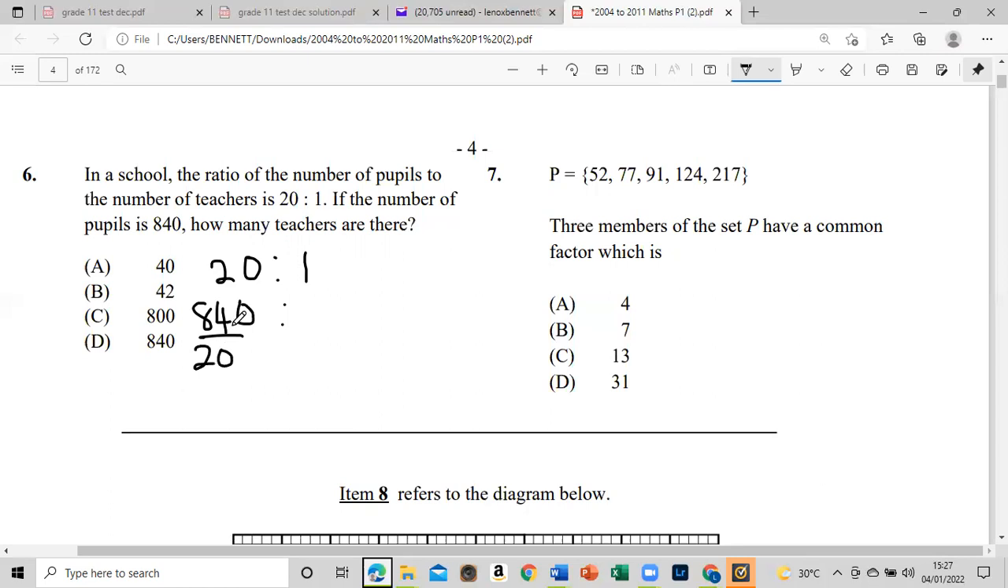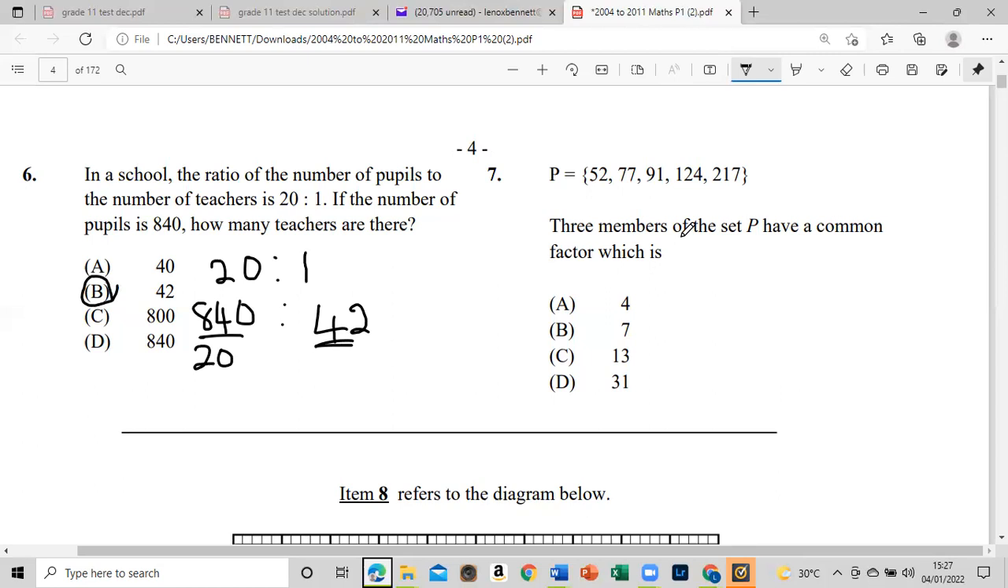So type 42, work it out still. 20 into 80 goes 4 times, and the 40, and then 2. So that's 40. As I was saying, it looks like 40. All right. P is equal to 52, 77, 91, 124, and 217.